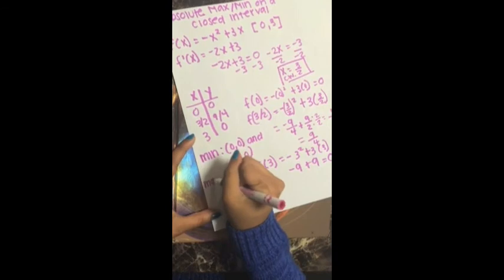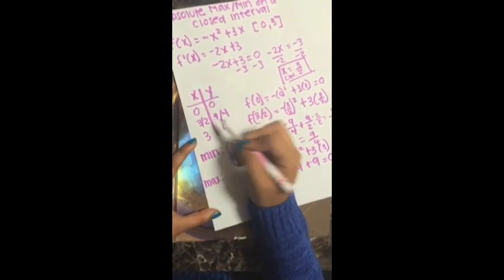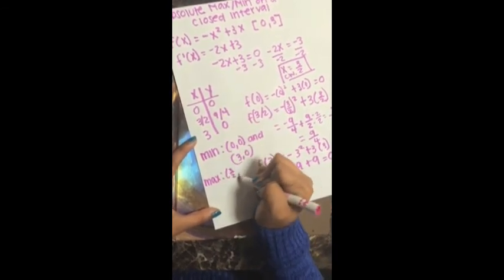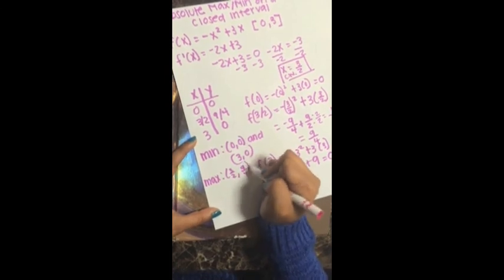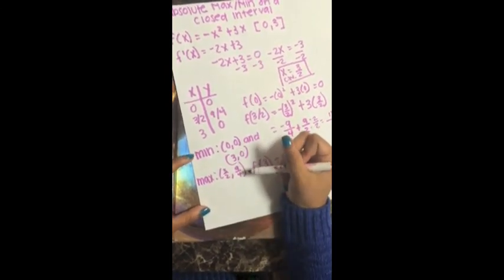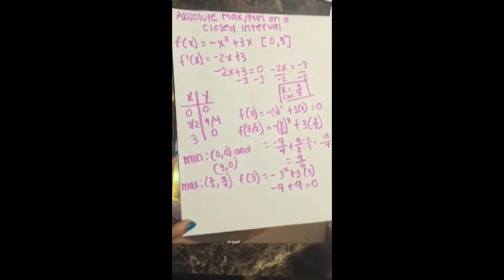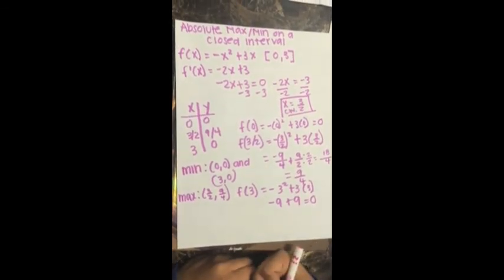And our max is 3 over 2, 9 over 4. So that's the highest point of the graph. And that's absolute max and min on a closed interval.